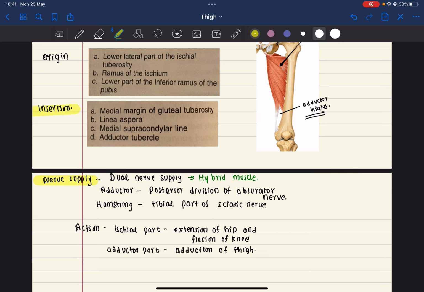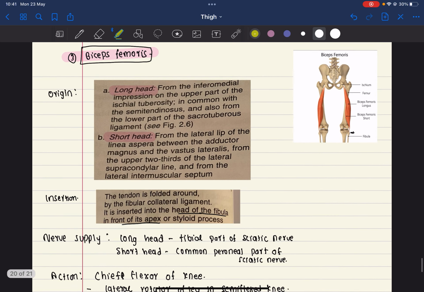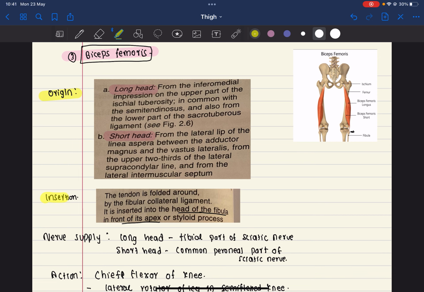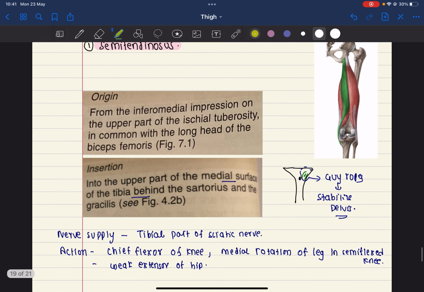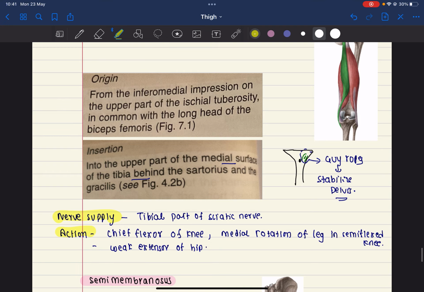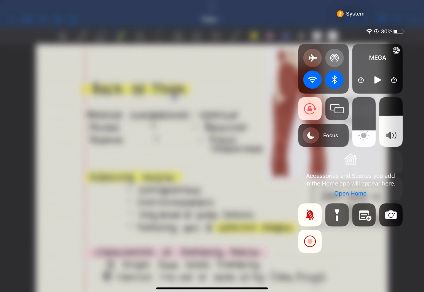Nerve supply भयो, insertion भयो, origin भयो, action पनि भयो हैन। Adductor magnus भयो, biceps femoris को origin, insertion, nerve supply and action. त्यसपछि we have semimembranosus जसको पनि भयो र semitendinosus को पनि भयो. So this was all about the muscles in the back of the thigh.